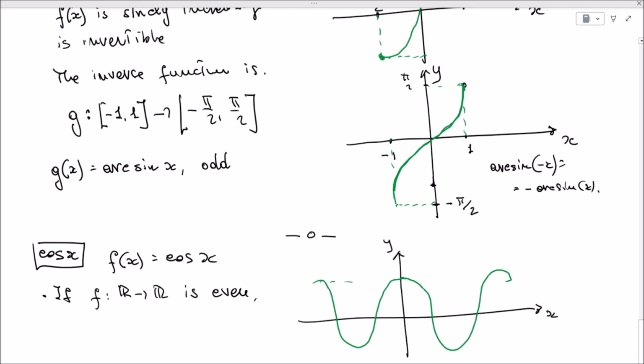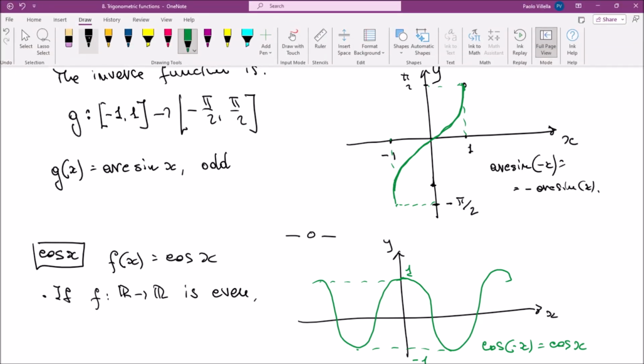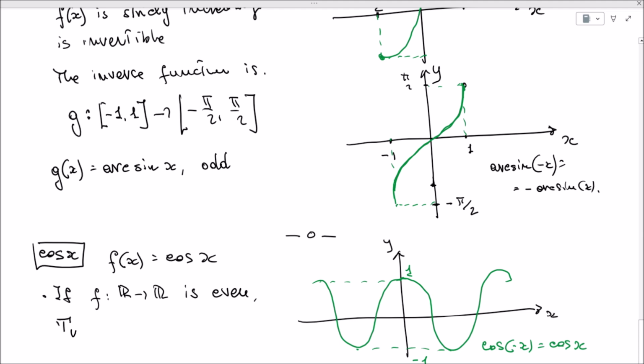And we immediately realize that this is an even function, because the cosine of minus x is just equal to the cosine of x, and it is not injective nor surjective, but has a minimum period, once again, of 2 pi. Well, the fact that the minimal period is 2 pi is just a consequence of the fact that we are moving more than once on the circle, and we encounter once again each of the values from the first round.